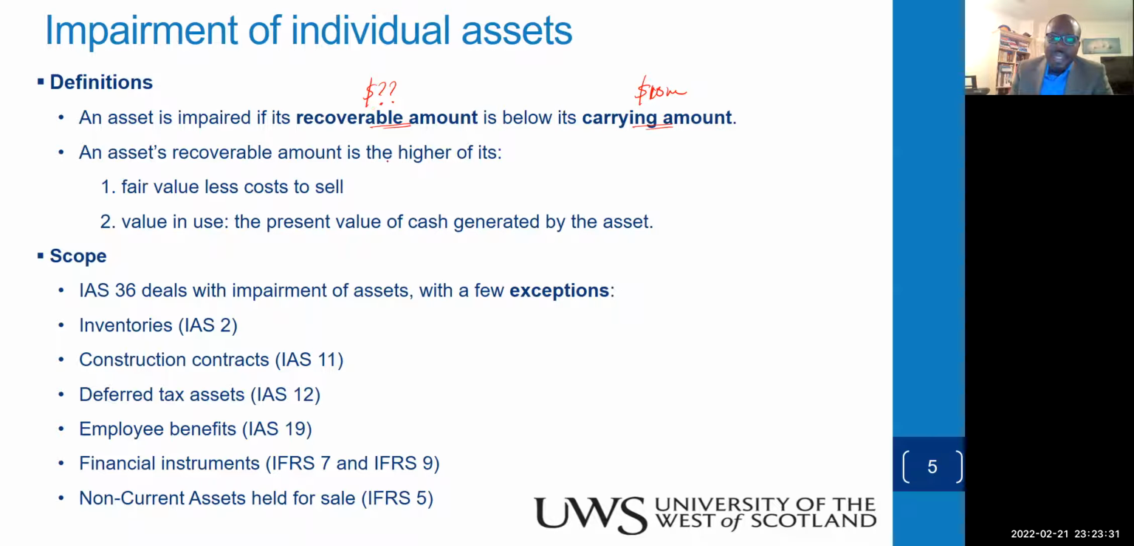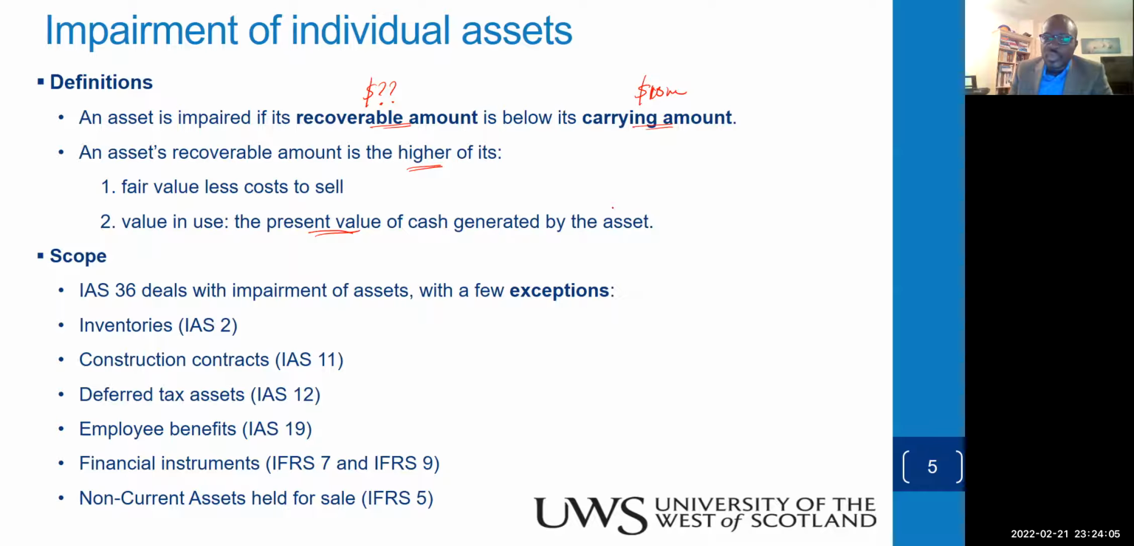Now, the recoverable amount is always considered as the higher of the fair value less cost to sell and the value in use. Assuming you want to dispose of it, what is the fair value that you can sell it for? And what are the expected costs that you must incur before you can dispose of it? That is the cost of disposal. Then we also consider the value in use.